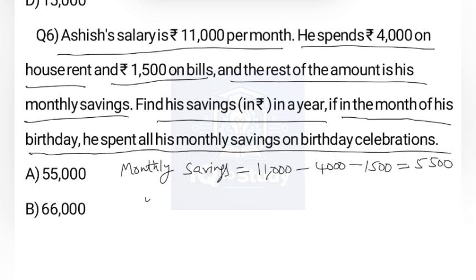5,500, and yearly savings is equal to 5,500 into 11, because we have excluded 1 month. So 12 minus 1 becomes 11. That is equal to 60,500 rupees.